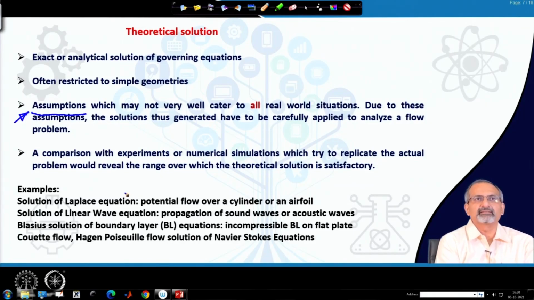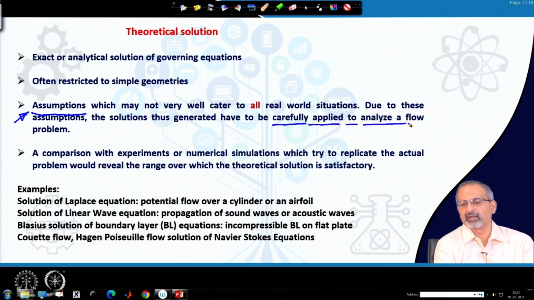So, if you are making assumptions, you have to be clear about what impact those assumptions will have on the solution that we are generating. That is why we have to be very careful when we apply the solution to analyze the flow problem.